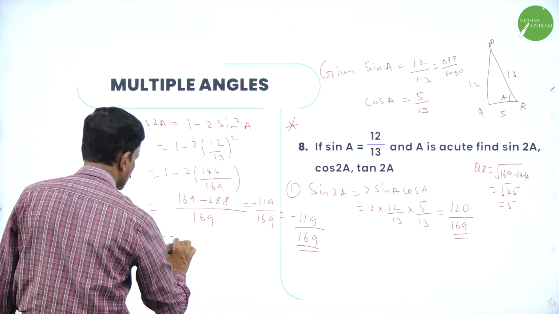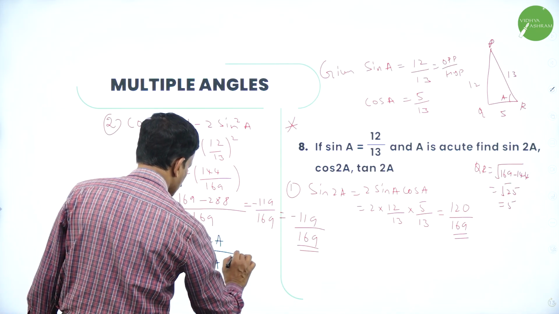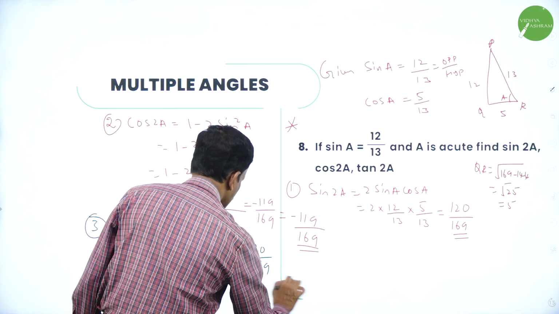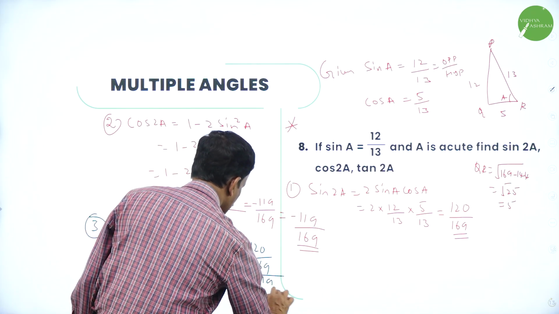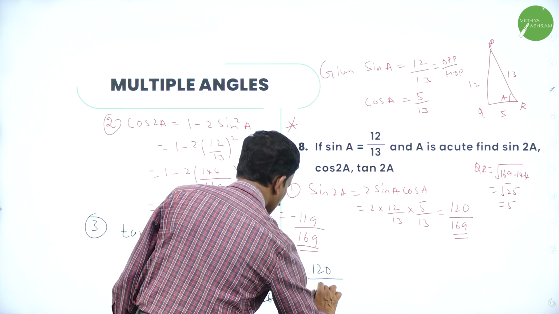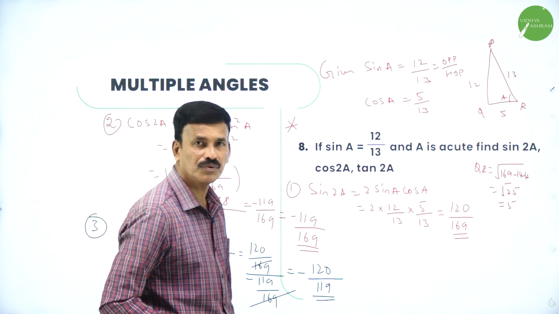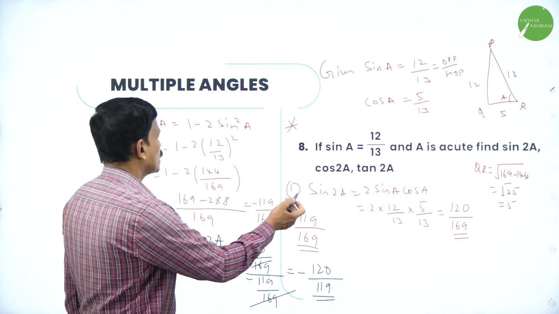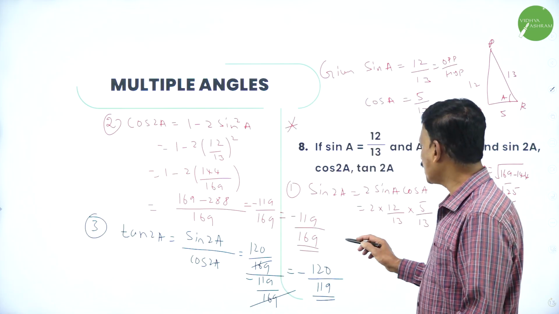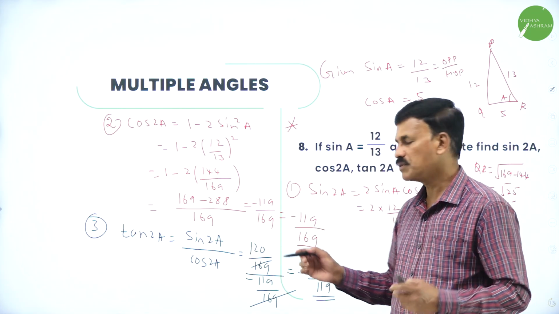Tan 2A can also be written as sin 2A by cos 2A. Divide it. What is sin 2A? 120 divided by 169, divided by minus 119 divided by 169. These two get cancelled. Minus 120 divided by 119. That's all. Tan 2A is equal to minus 120 by 119. Hope you followed. So here sin 2A is 120 by 169, cos 2A is equal to minus 119 divided by 169, and tan 2A is equal to minus 120 by 119, which is the required answer.